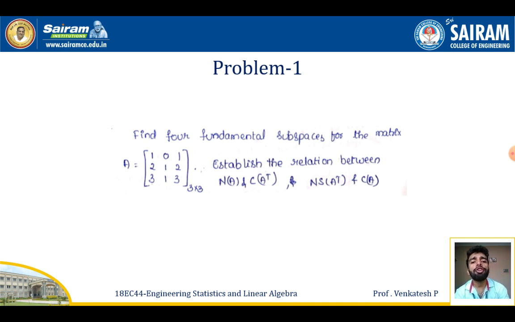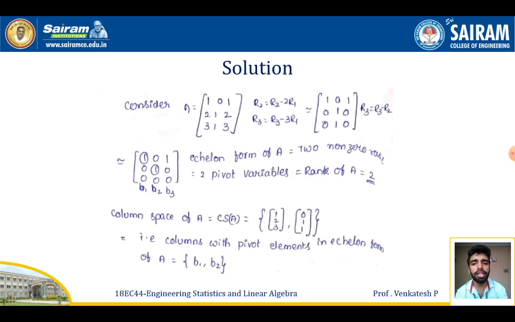Example: find the four fundamental subspaces for the matrix A is equal to 1 0 1, 2 1 2, 3 1 3. So it is a 3 cross 3 matrix, and we also have to establish the relationship between the null space of A and the column space of A transpose, and the null space of A transpose with the column space of the A matrix. So we'll see first how to find the four fundamental subspaces of the given matrix.